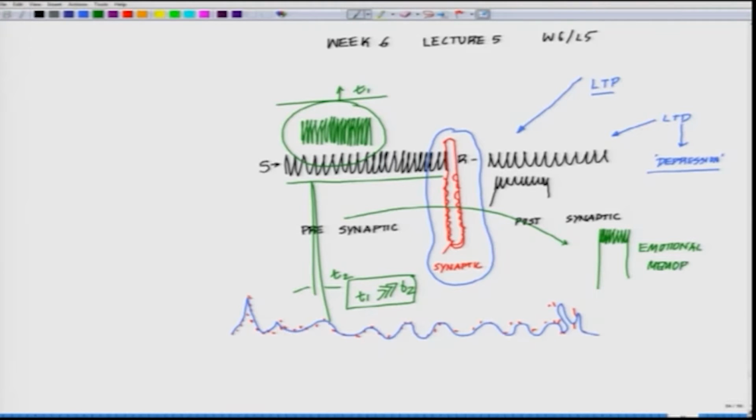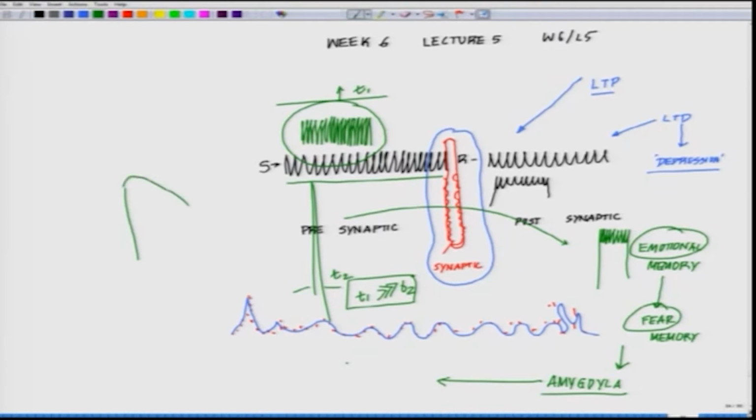And the area of the brain for emotional memory, fear memory, whether it is an emotion, whether it is a fear factor, whatever, is governed by a zone called the amygdala. The name it got because of an enzyme called amygdalaceae, which is coming from one of the nuts.